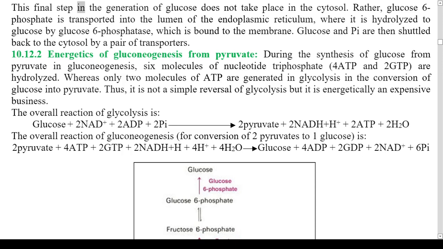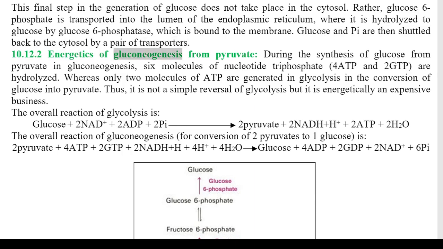This final step in the generation of glucose does not take place in the cytosol. Rather, glucose 6-phosphate is transported into the lumen of the endoplasmic reticulum, where it is hydrolyzed to glucose by glucose 6-phosphatase, which is bound to the membrane. Glucose and Pi are then shuttled back to the cytosol by a pair of transporters.